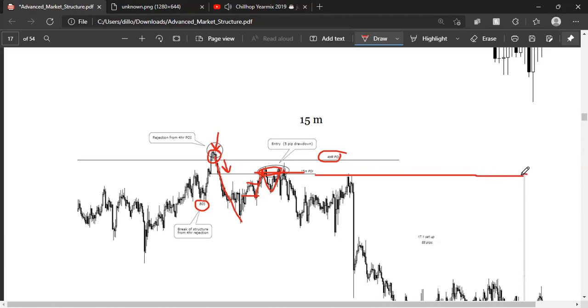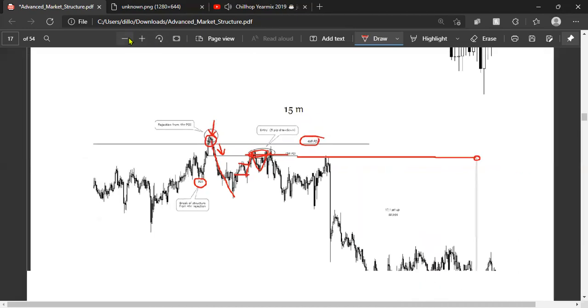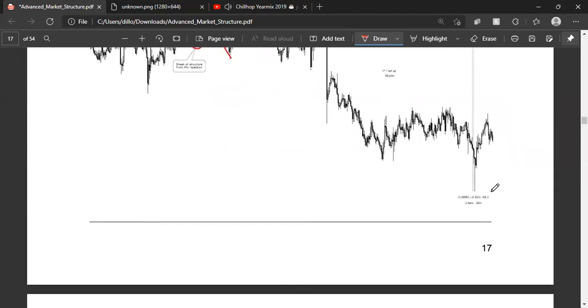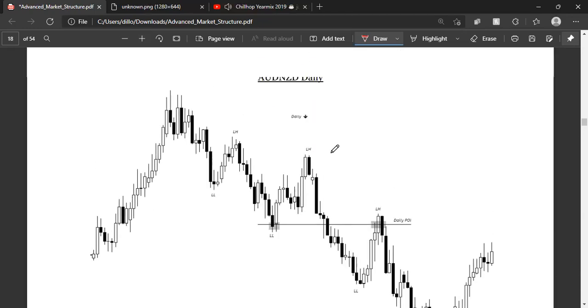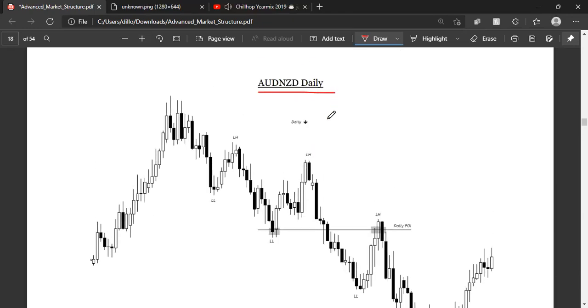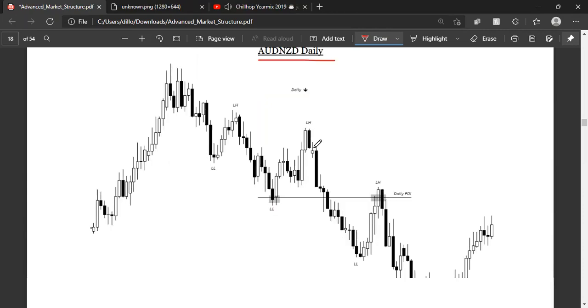You see right out here, this pip counter, 89, 90 pips. And this setup right here was a 17-1 with a 5 pip drawdown, right? That's a really good trade. Really good setup, you know. But next example, we've got AUDNZD again on the daily time frame.